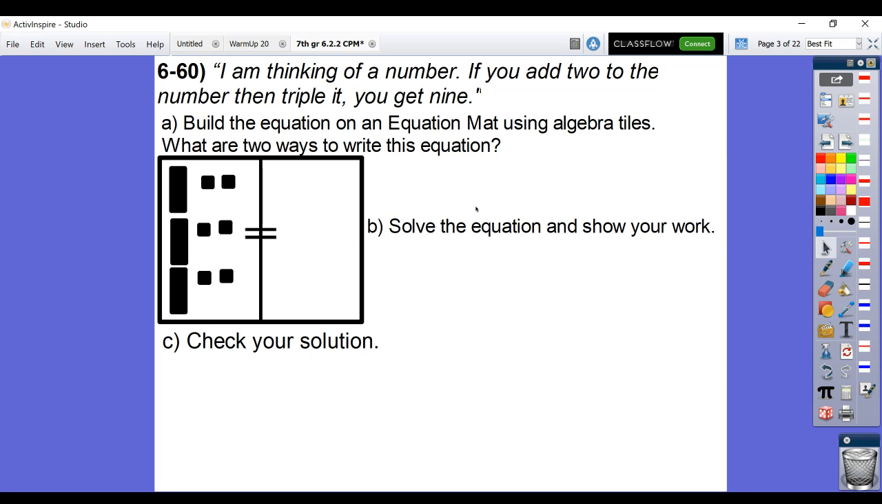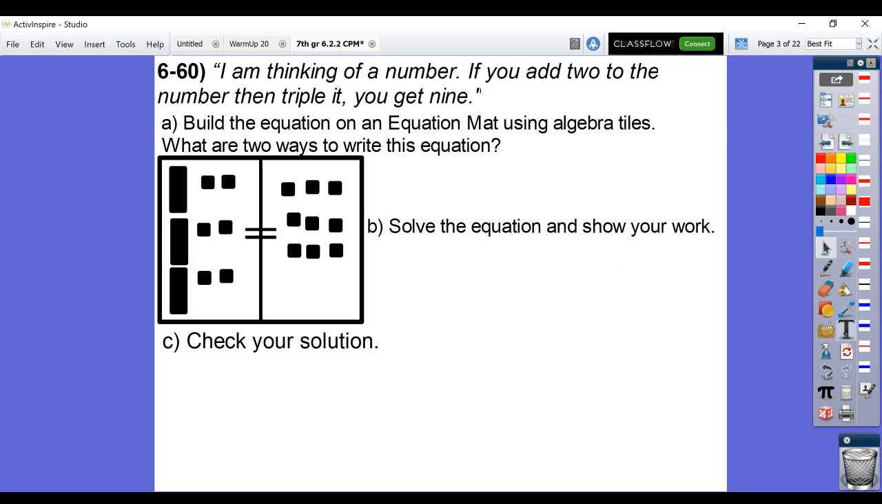And on the other side of the equation mat, we are basically going to need to have 9. So we're going to have 9 of these. Okay. So when you build the equation, it's going to look something like this using your algebra tiles. So right now I have this. I need a couple more to make a total of 9. So something like this.